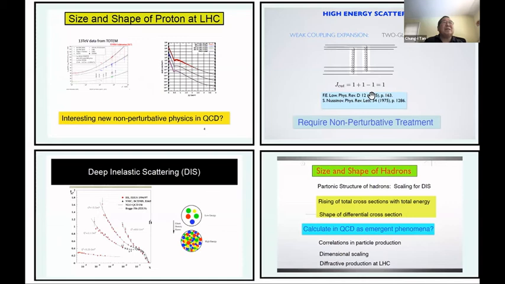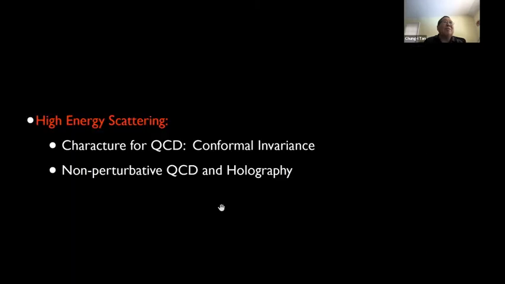Nevertheless, it's nice to point out that we have total cross-section and differential cross-section on one side, and DIS on the other side, and seemingly they probe different kinds of physics. Nevertheless, we are talking about QCD. So the idea here is to look for a framework that can both describe non-perturbative aspects of QCD and at the same time incorporate the basic feature involving the partonic structure of a hadron.